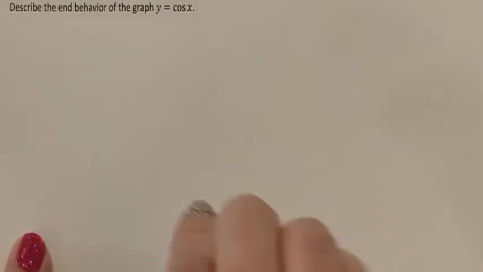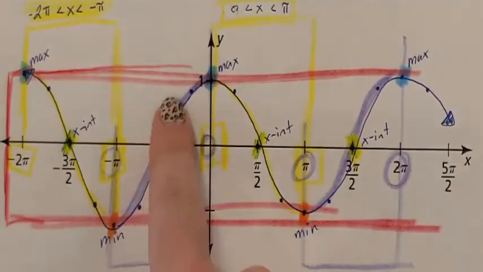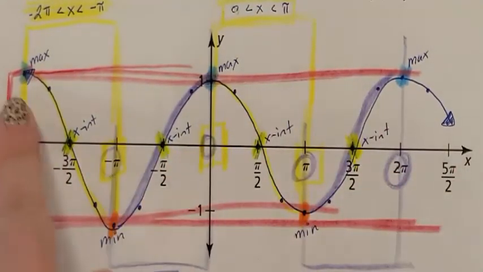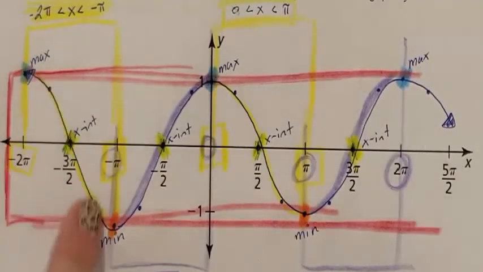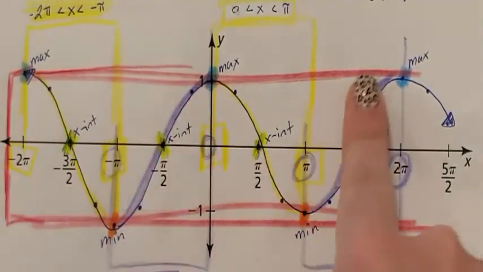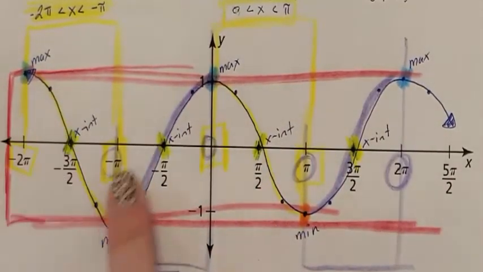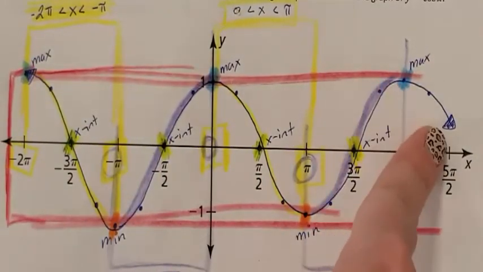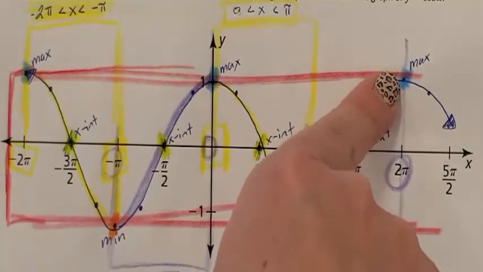The last question. Describe the end behavior of cosine. I see that as I travel to the right, so as my x values are getting bigger and bigger, it just goes 1, negative 1, 1, negative 1, 1, negative 1. It looks like it's going to keep oscillating between 1 and negative 1. It is never going to end. The minute it hit 1 again, it turned right back around.